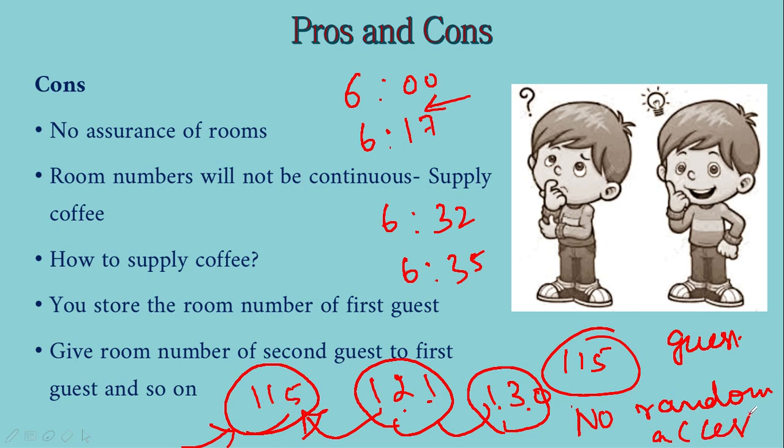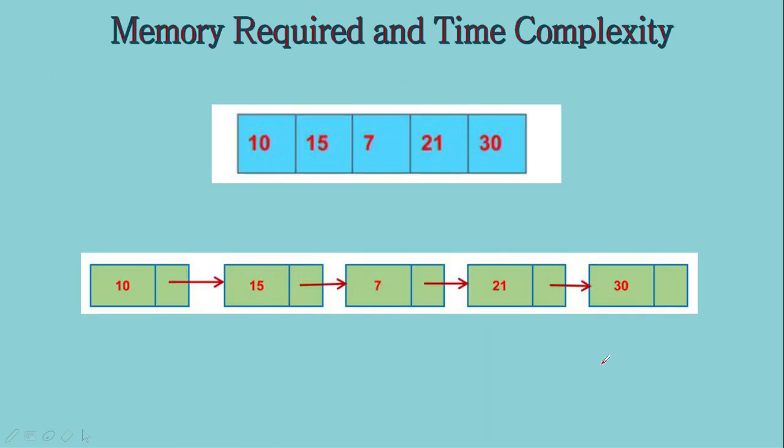This is how a linked list is going to be implemented, right. And let us look at the memory required for storing the elements and the time complexity. Already we saw the time complexity for array implementation. We will discuss it for linked list implementation when we do it, right.